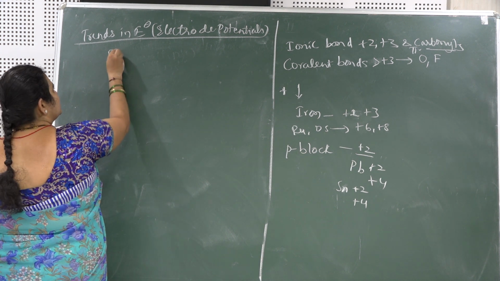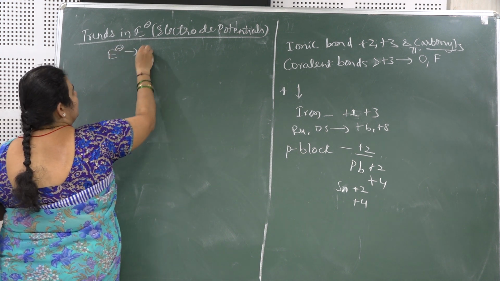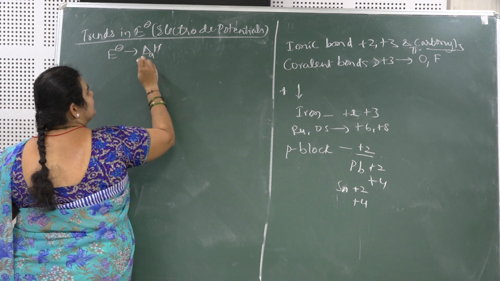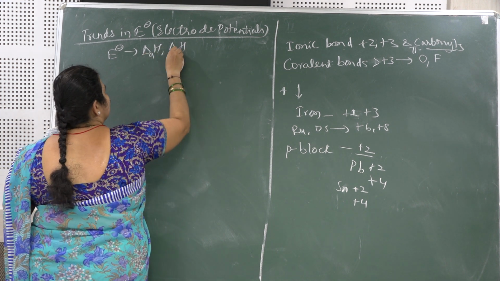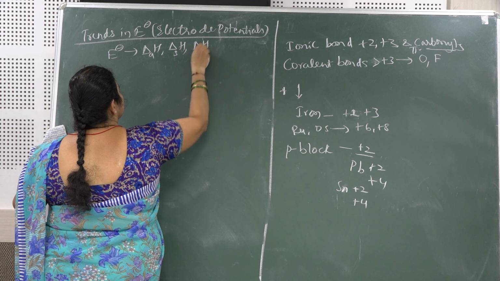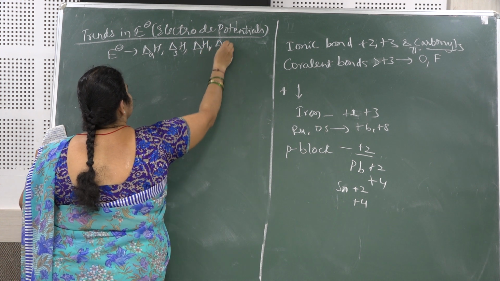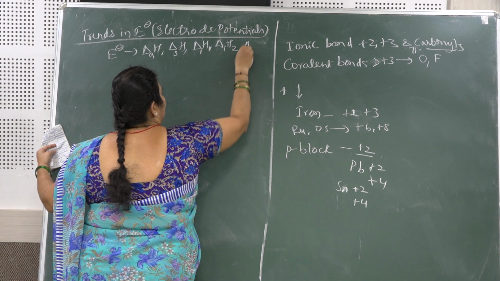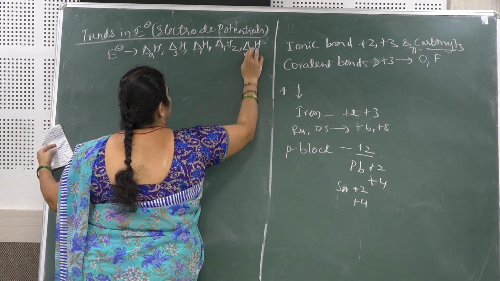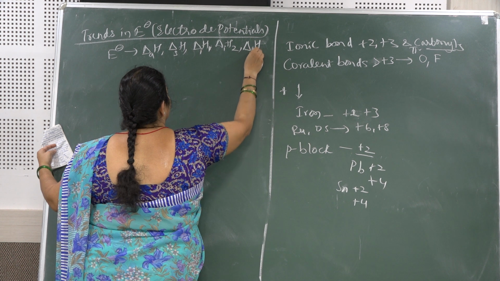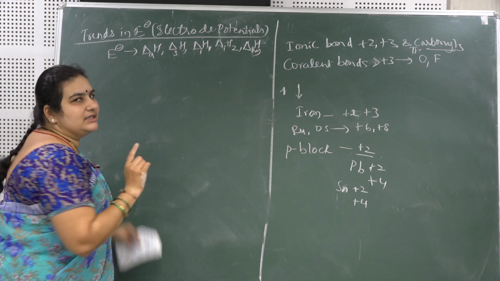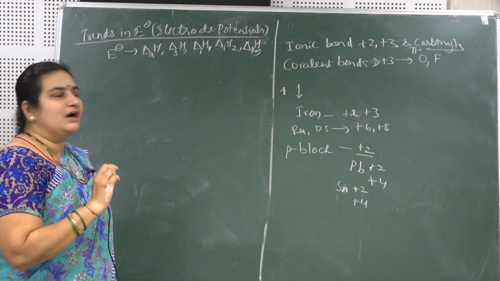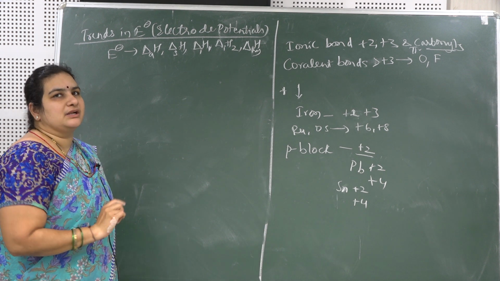Here the electrode potential depends on the enthalpy of hydration, enthalpy of atomization, enthalpy of sublimation, and first and second enthalpies of ionization. All these properties contribute to the property called electrode potential.